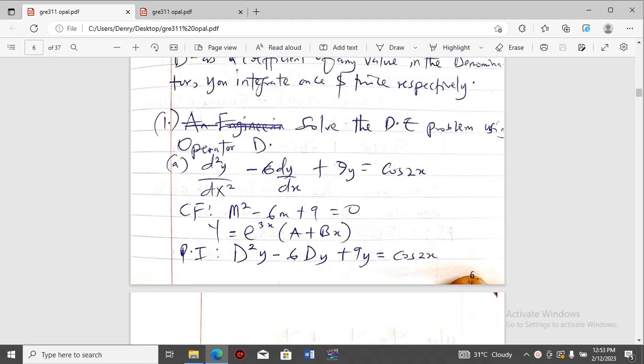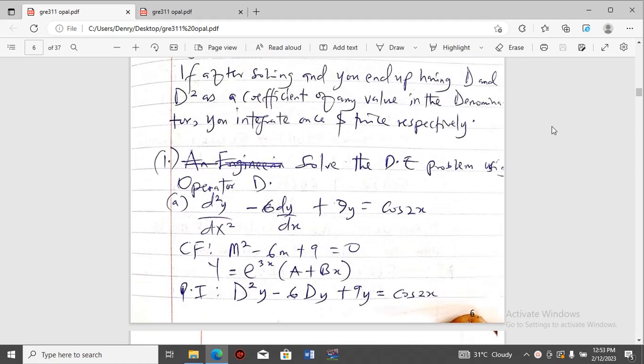Okay, so you remember the last slide we were talking about complementary functions. So these are examples of solving particular integral, but with the use of operator D. Do you get?